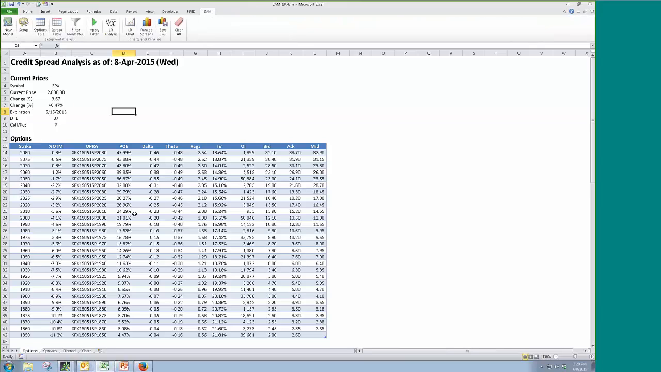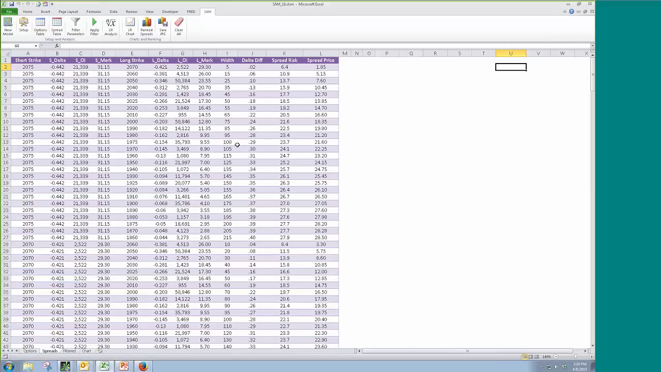Once I have my live prices coming in, the next step is to create the spread table. This table has about 350 or so possible spreads. We start here at the money, and you notice it just changed from the time I started this. It was 2070, and I think it's now 2075. So here's our short strike at 2075 and our long at 2070. That's a 5-point wide spread.